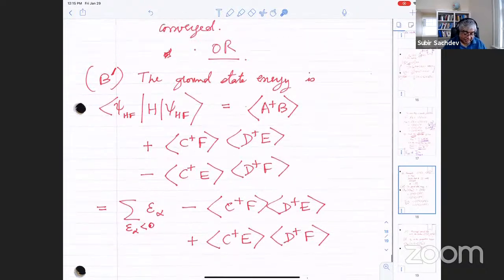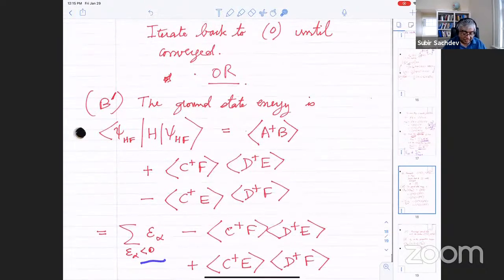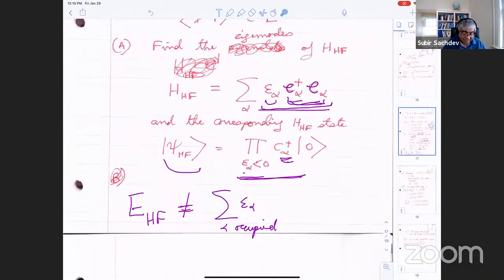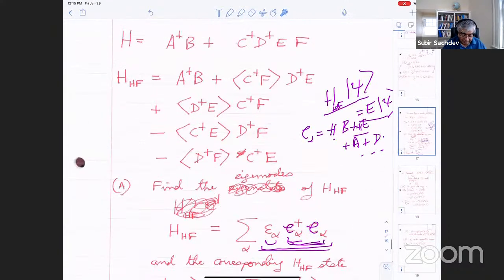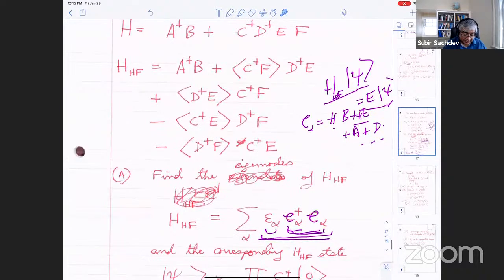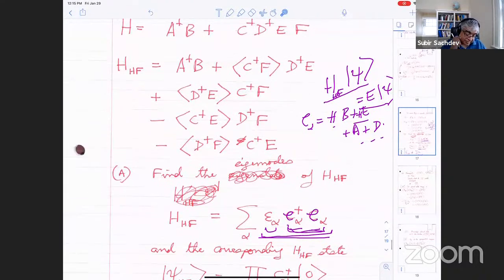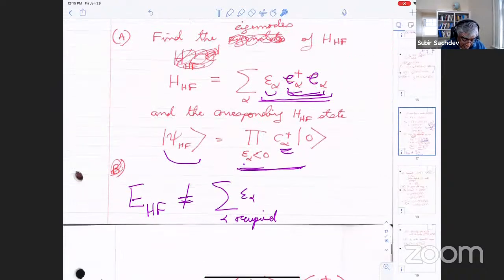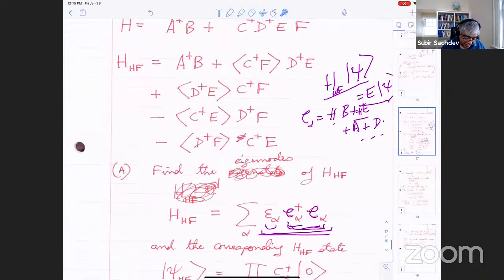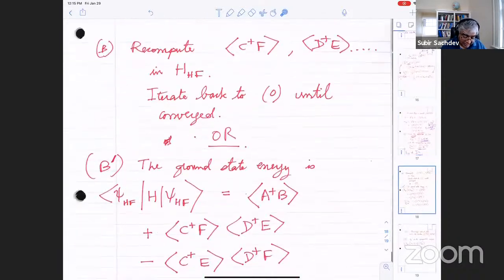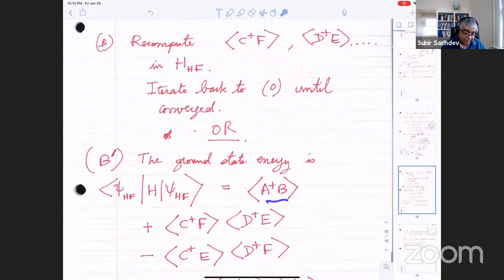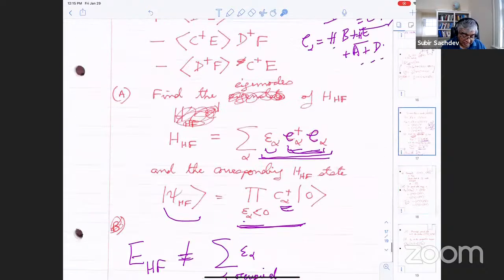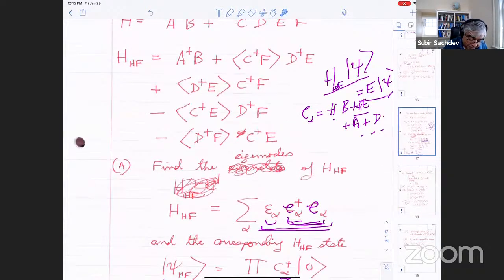But is this sum on E alpha? Answer is no. I mean, you know what E alpha is. E alpha is just the expectation value of this. So if you just look at E alpha in the alpha state, that's the expectation value of A dagger B. And then you sum over all of them, you will indeed get this term. Then if you take a look at the expectation of E alpha in the alpha state, you will get C dagger F times expectation value of D dagger E.